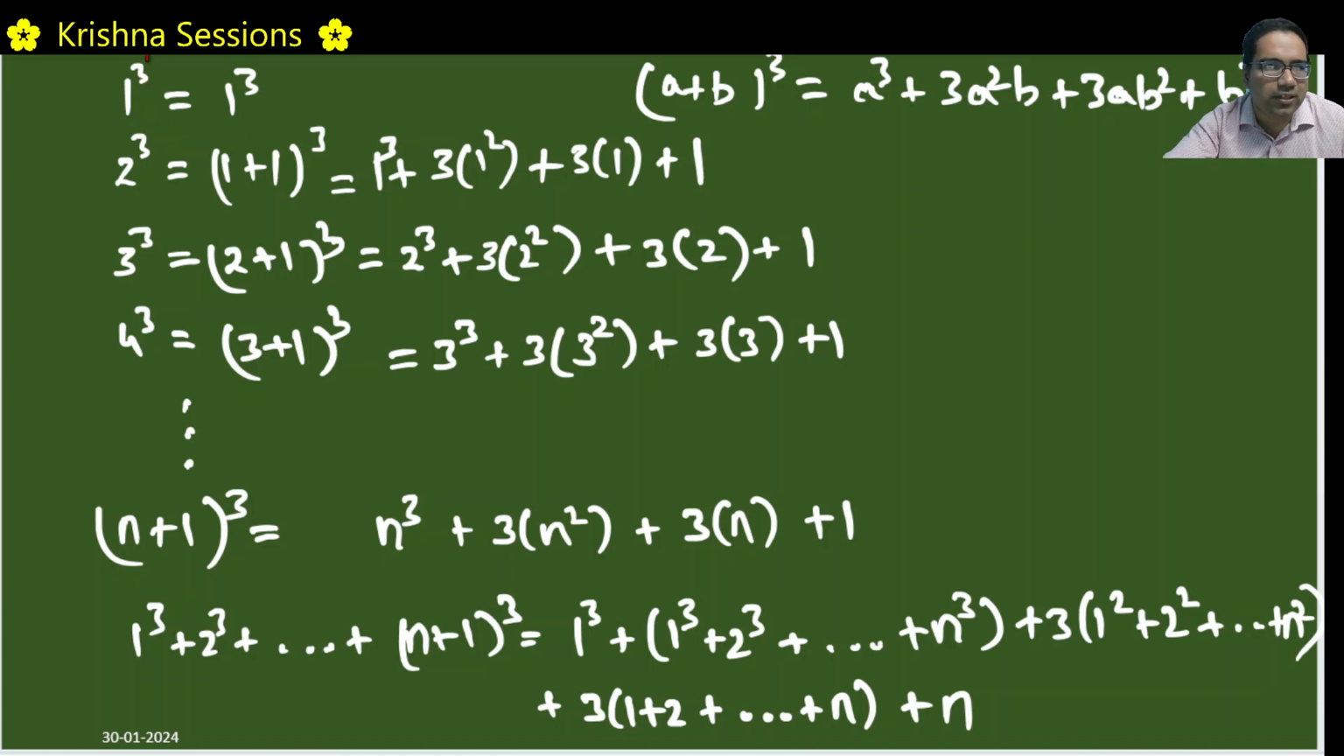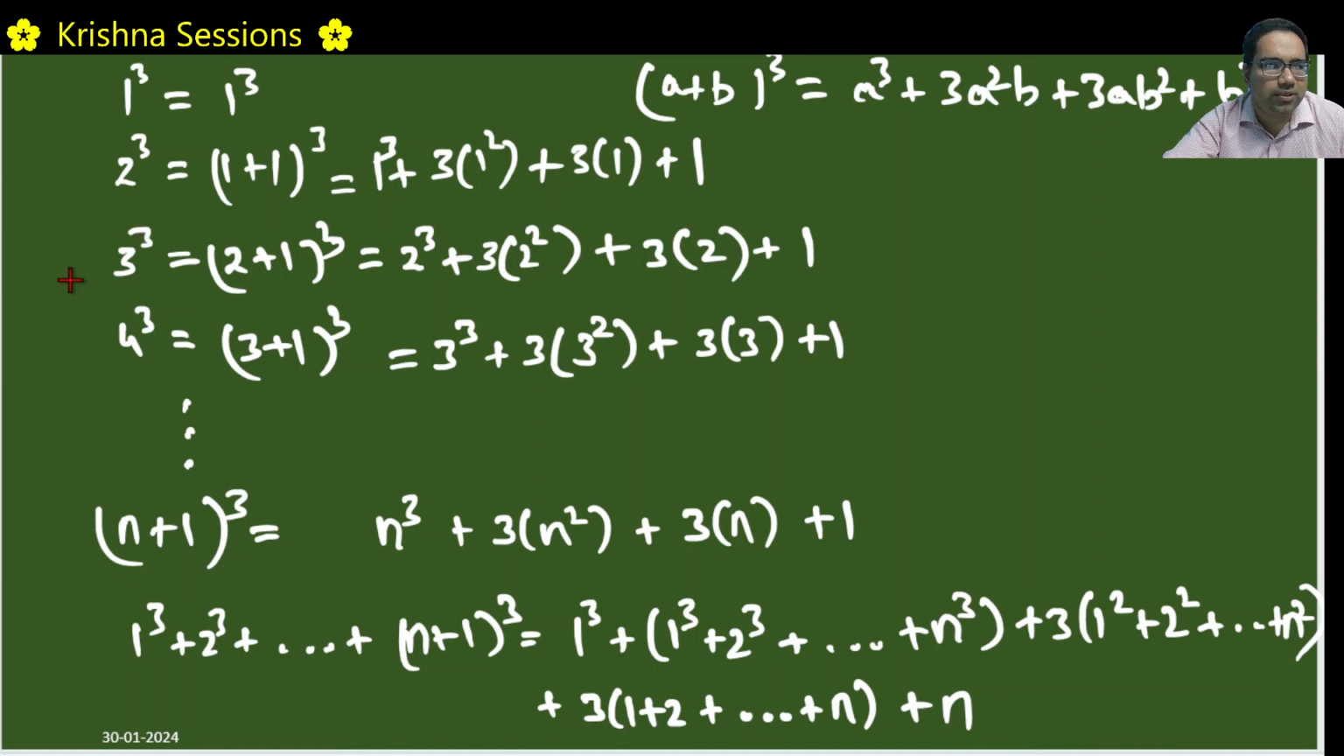Let us see. We know 1 cube is 1 cube. What is 2 cube? 2 cube is 1 plus 1 whole cube. If we expand this, it is a cube plus 3a square b plus 3ab square plus b cube. Here a is 1 and b is also 1, so 3 into 1 square plus 3 into 1, plus b cube, which is 1 cube, which is again 1.